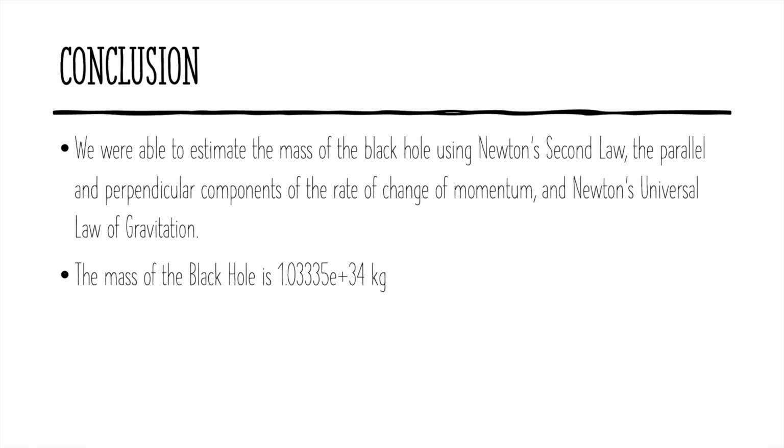Conclusion. We were able to estimate the mass of the black hole using Newton's second law, the parallel and perpendicular components of rate of change of momentum or net force, and Newton's universal law of gravitation. We found out that the mass of the black hole is 1.03335 times 10 to the power 34 kg.